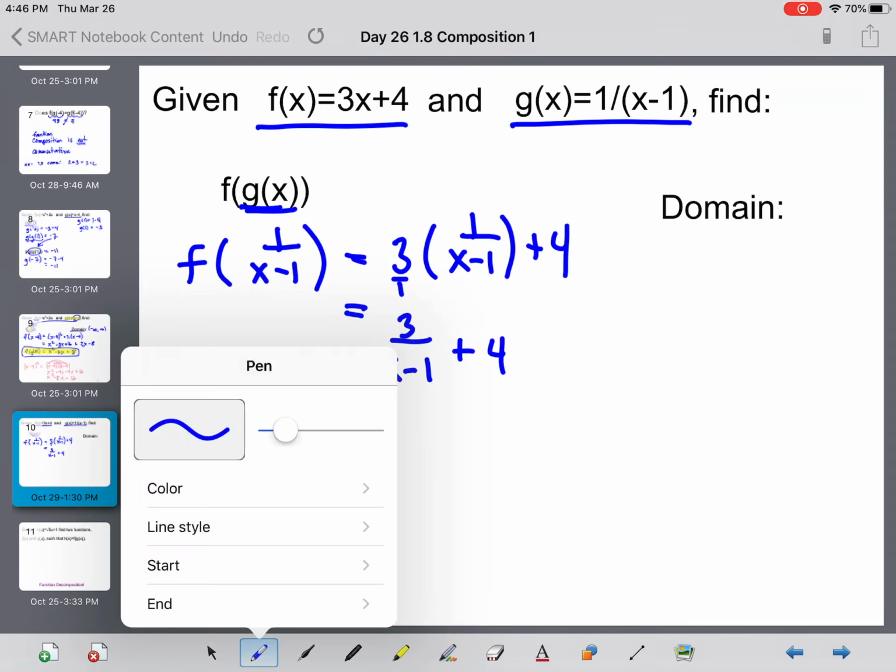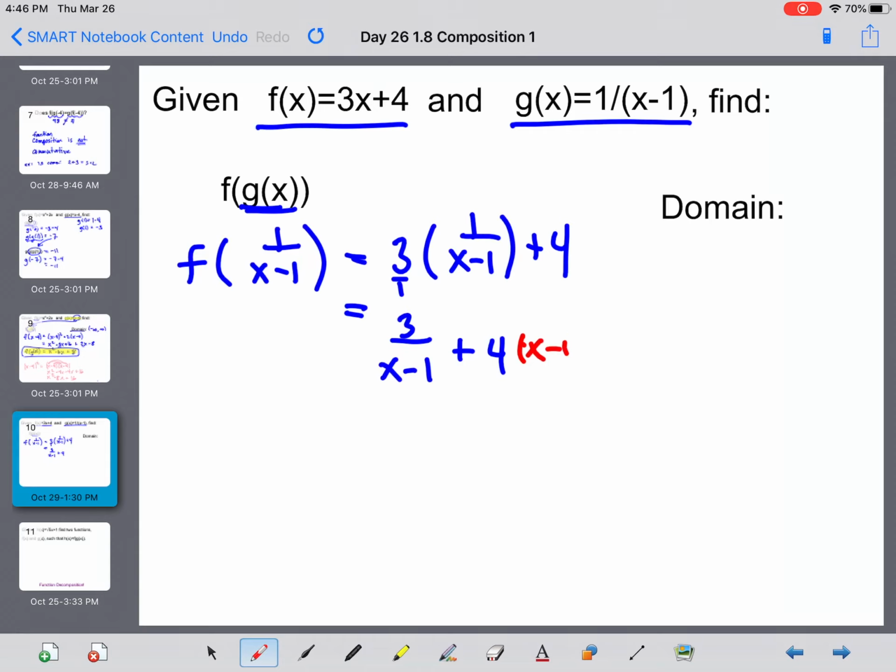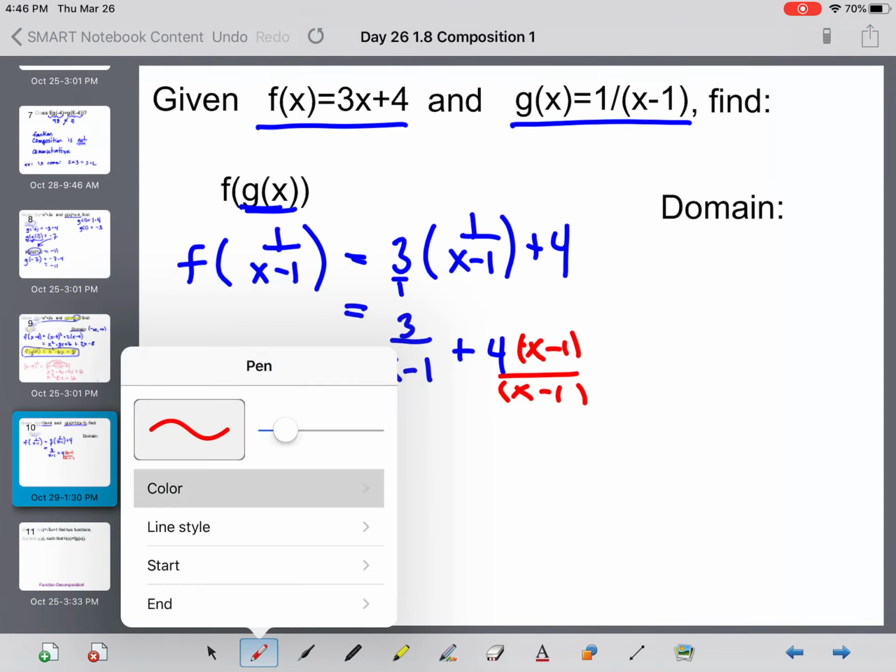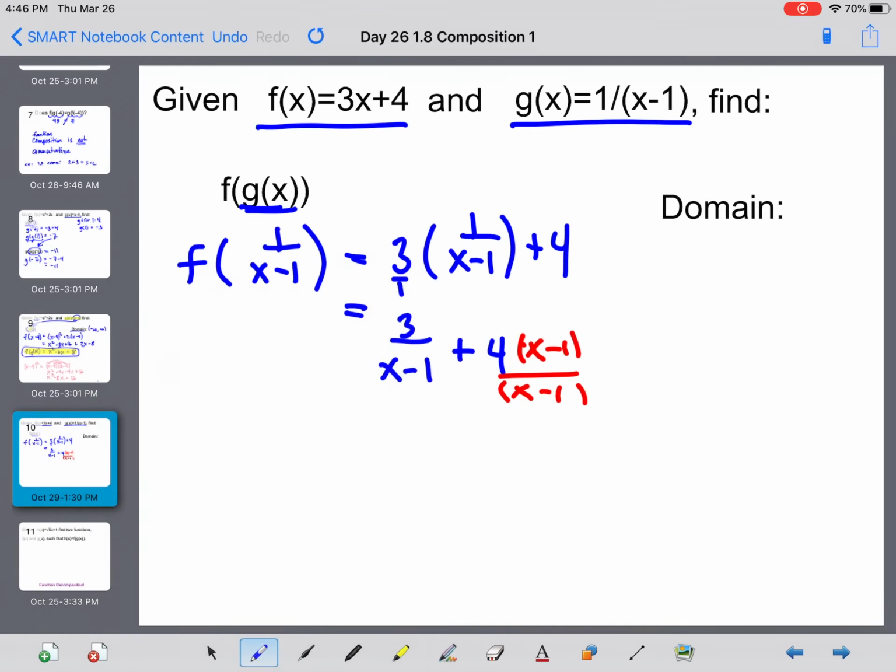If you wanted to, you could extend this a little bit further and get a common denominator over here. So x minus 1 would be our common denominator. So both top and bottom would get multiplied by that x minus 1 quantity. And so we would end up with 3 over x minus 1 plus, it looks like 4x minus 4, if I distribute that 4 over x minus 1. And now I can just do some cleanup.